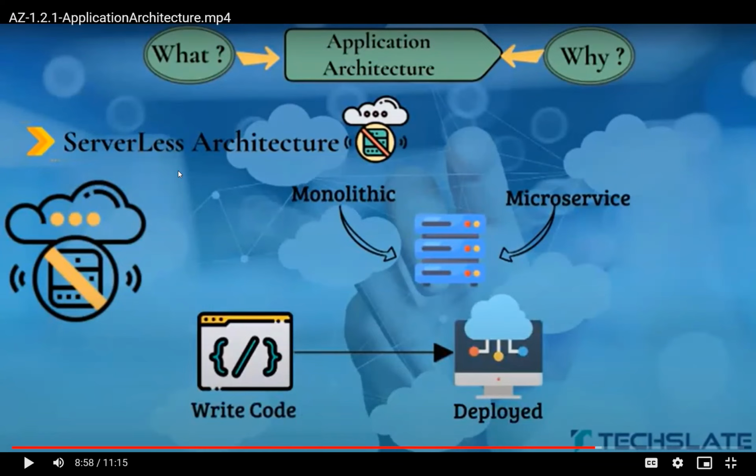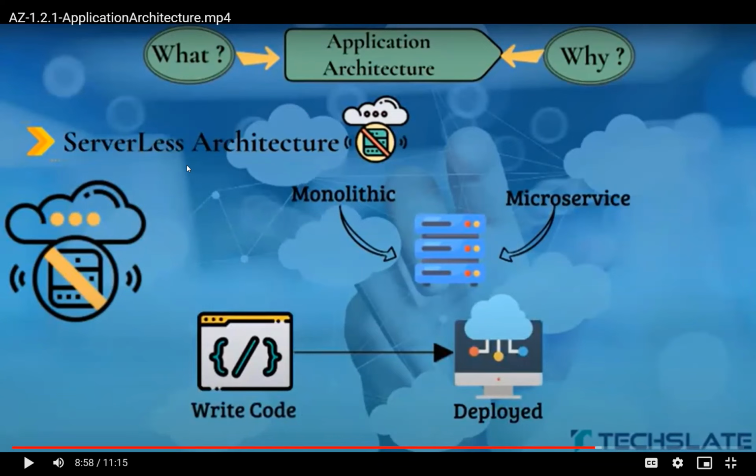Where is the server? All this, you don't need to worry about that. That's the serverless architecture. No worries about infrastructure, no worries about deployment, all this. You just worry about your code, how to write the code. Test it, deploy it. That's it. So very quick with the serverless architecture. Those are the three types of application architectures we have.